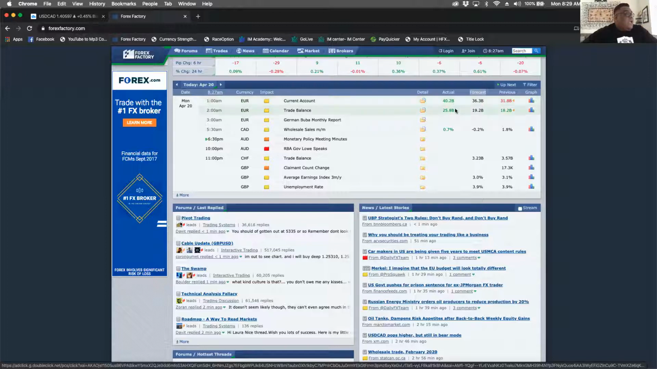Now we look here at the trade balance. It went from 19.2 billion. The actual number now was 25.8 billion. Again, positive increase, right? So as you go through that, that's the type of stuff that's important, right? So if at 2 o'clock in the morning you would have been trading the euro, you would have probably seen some positive movement on the euros, okay? So this is what it is.